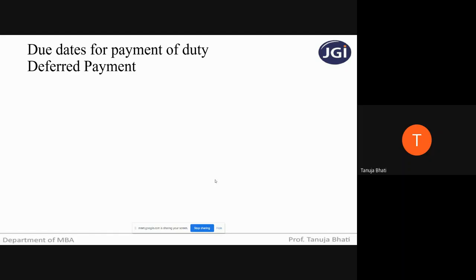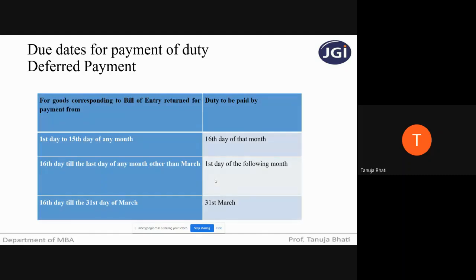The relevant date is the date of presentation of the ex-bond bill of entry for home consumption. And in all other cases, we have already seen that the relevant date is the date of payment of duty. In our earlier class, we have already seen the relevant date for rate of duty and tariff valuation. Today, let us see the case where the relevant date is the date of payment of duty. So let us understand in this case what the due dates are. Suppose for goods corresponding to the bill of entry, duty is to be paid by the due date.